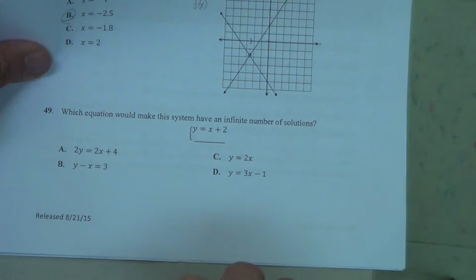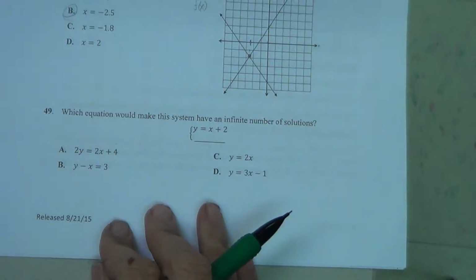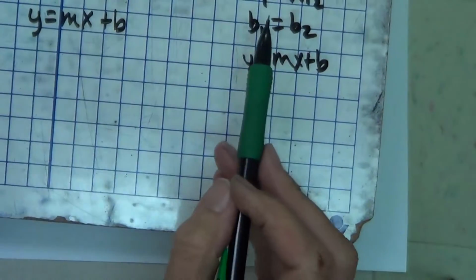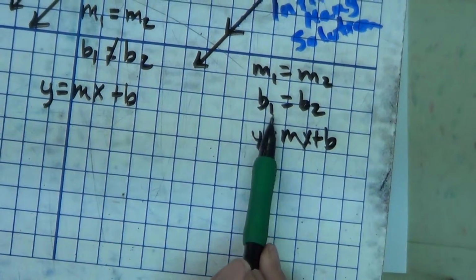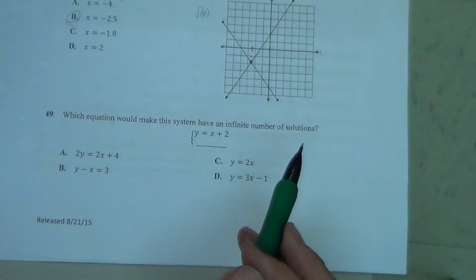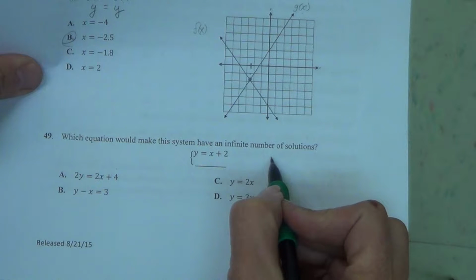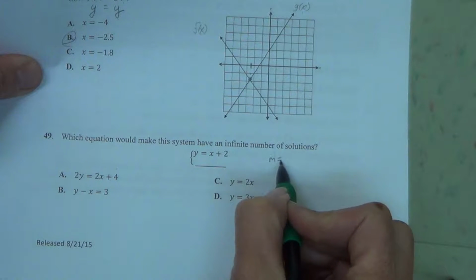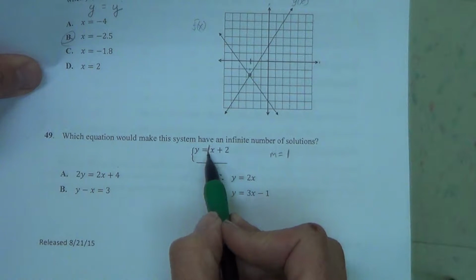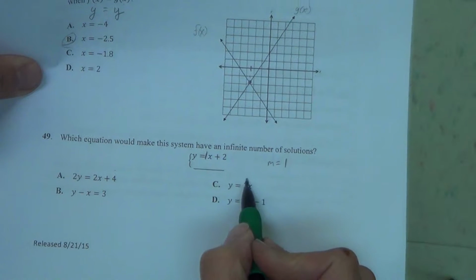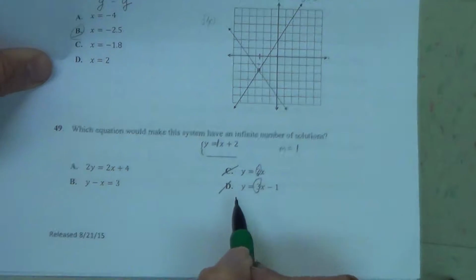Which equation would make this system have an infinite number of solutions? Oh, let's go back. Infinite number of solutions. The slopes have to be the same. The b value has to be the same. So let's locate that. The slope on this one is 1, so I'm looking for a slope of 1. Well, this one, the slope is always attached to the x, by the way. This one has a slope of 2, so it's out. This one a slope of 3, so it's out.